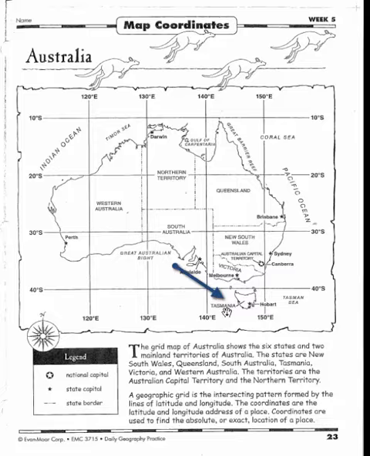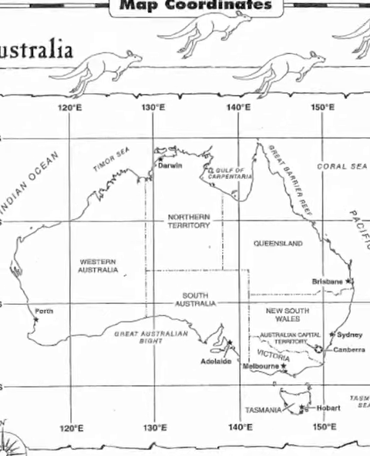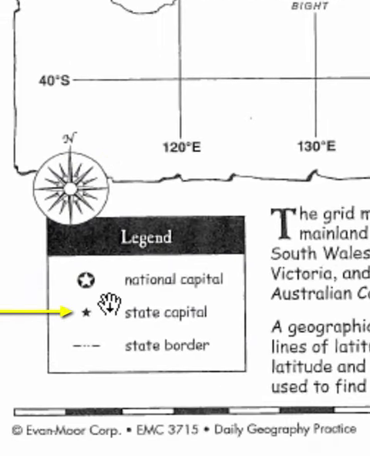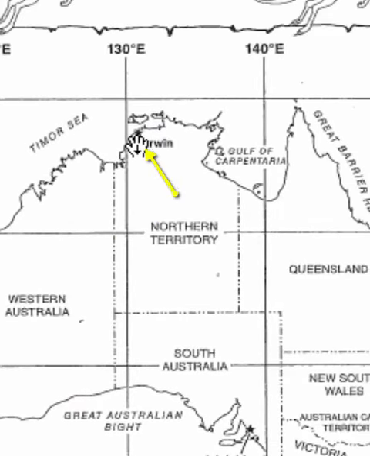Thursday number 1, what is the capital of the Northern Territory and estimate its coordinates? So we have to locate the Northern Territory, and I can figure that out by these dotted lines. I know from my legend that a state capital has the darkened star. I can see a darkened star right there. So now all I have to do is figure out the latitude and longitude of the capital, which is Darwin, and I'll let you go ahead and do that.